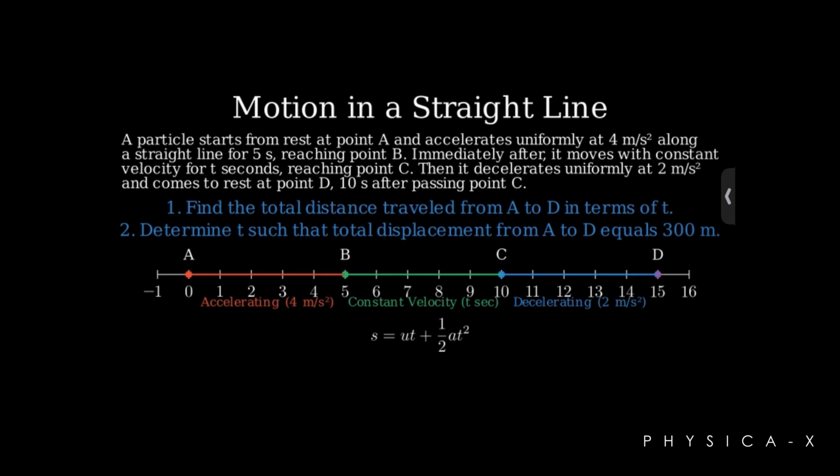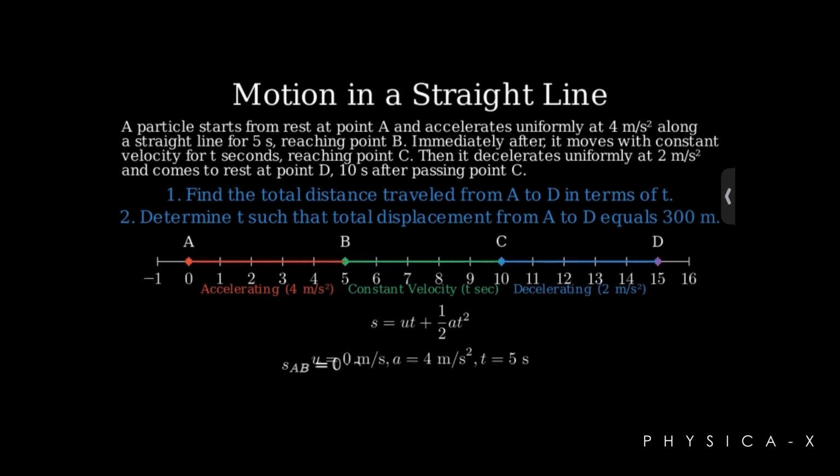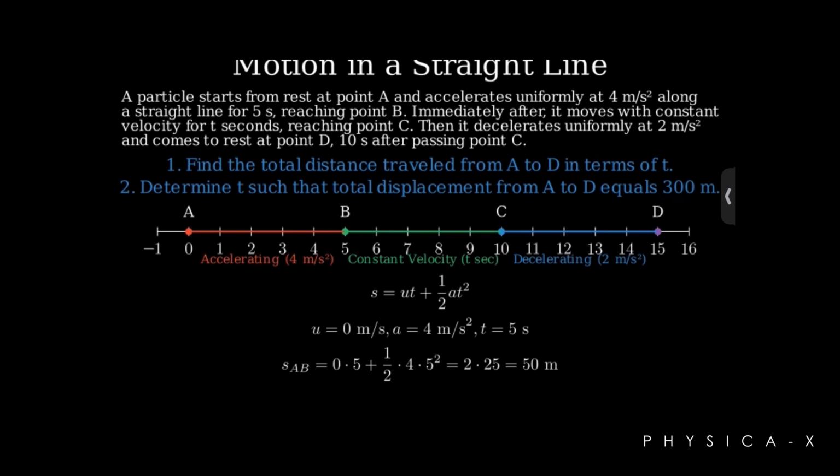We know that for uniformly accelerated motion, we can use the equation distance equals initial velocity times time plus 1/2 acceleration times time squared. Since the particle starts from rest, initial velocity is 0. Acceleration is 4 meters per second squared, and time is 5 seconds. Plugging these values in, we get distance equals 1/2 times 4 meters per second squared times 5 seconds squared, which equals 2 times 25, giving us 50 meters for the distance from A to B.